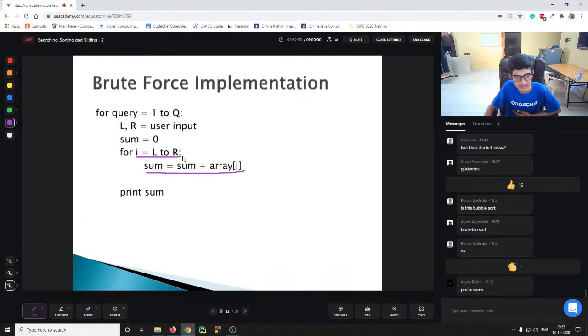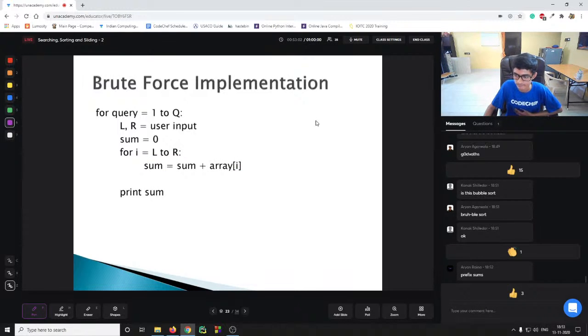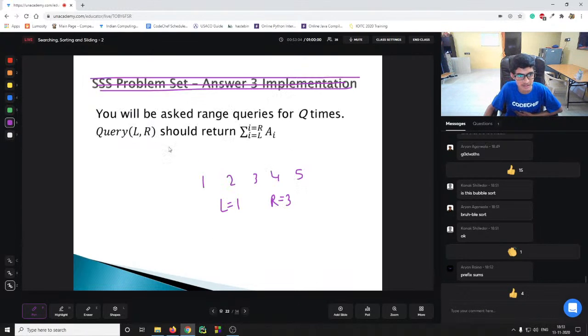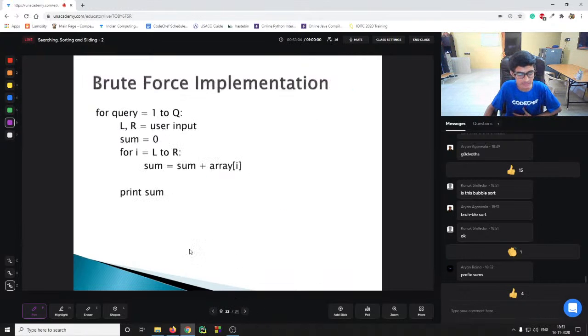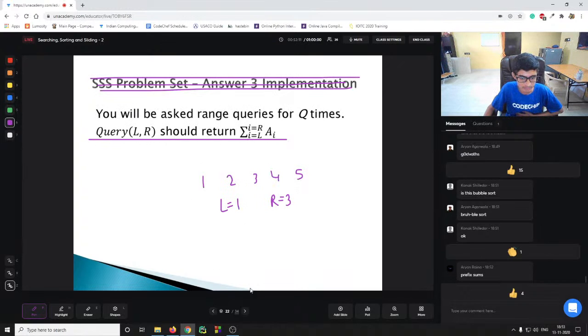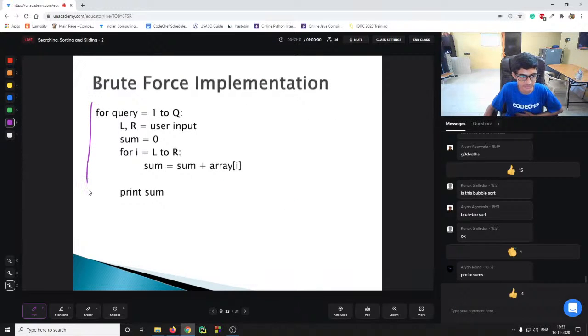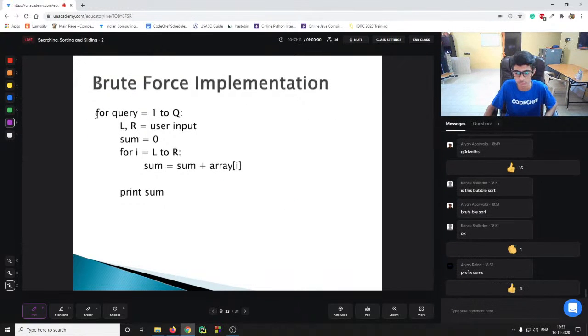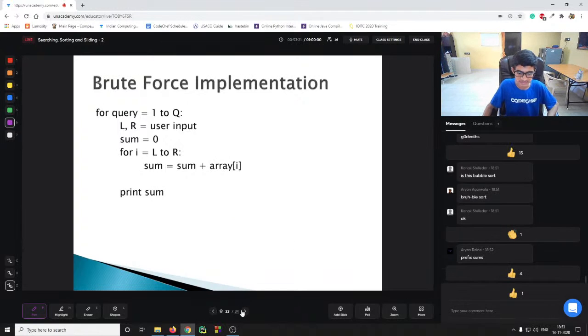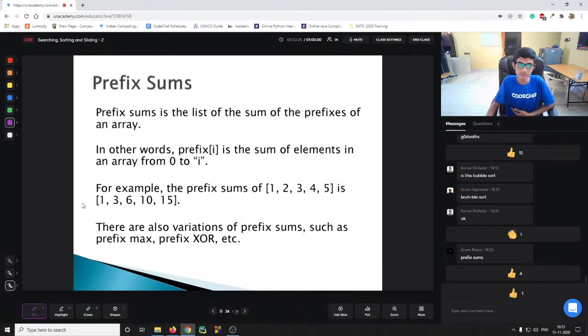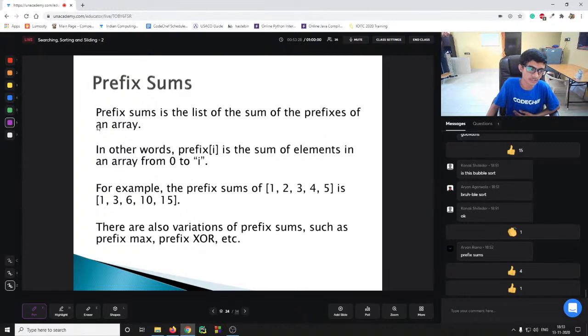Did you guys get the brute force implementation? It's really simple. I just did in code what I said. So basically I'm doing this part in code. This is how you write it as code. If you didn't get it, please react with a confused emoji. Please don't hesitate later. We are now going to talk about prefix sums and how it works.